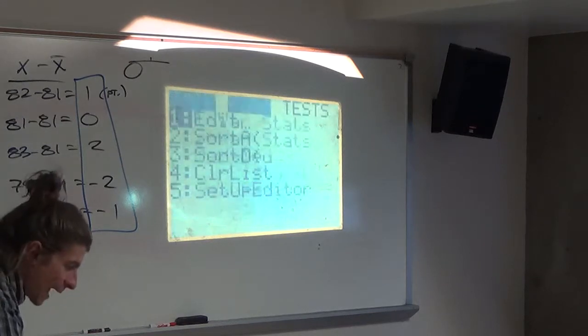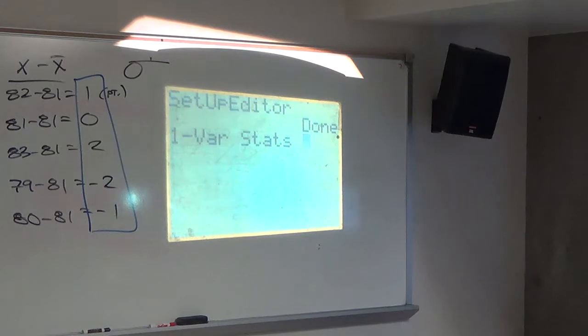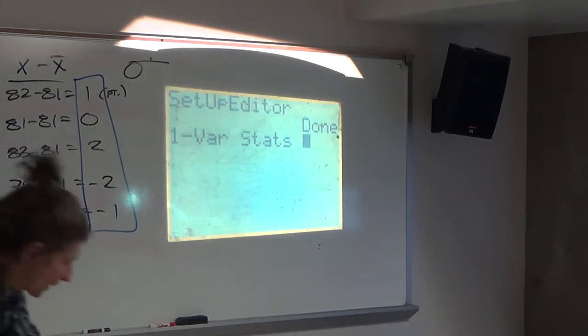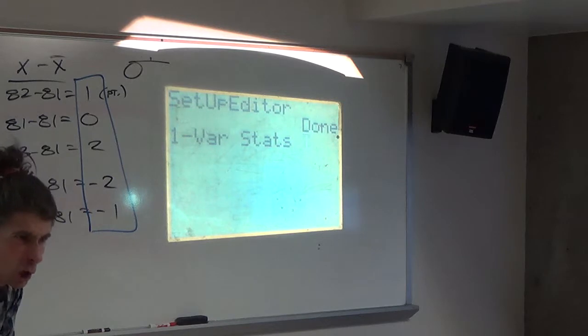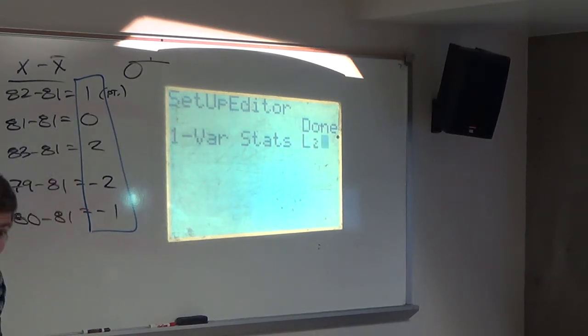So back to stat, calc, 1 var stats. Don't press enter again, because if you press enter again, it's going to go right back to L1. You've got to tell it to look at L2. How do you type in L2? Second, 2. Second button, which on mine is blue, some of them are yellow, depending on what model you have. Press the second function or the shift key, whatever it's called, then press the number 2, and you'll get L2 pop up.